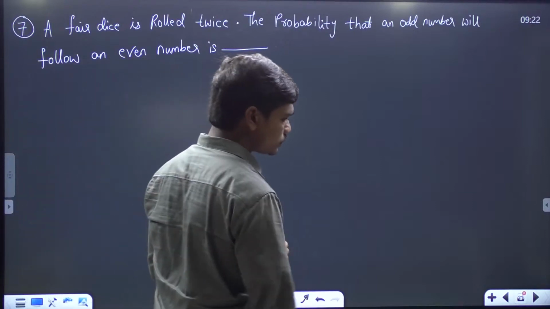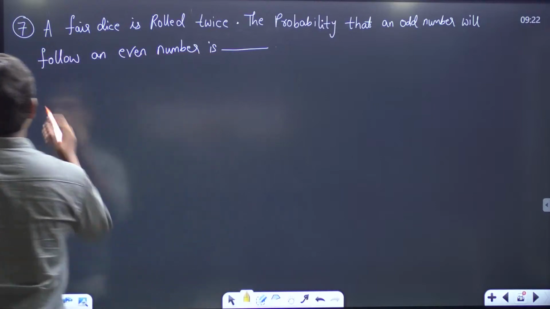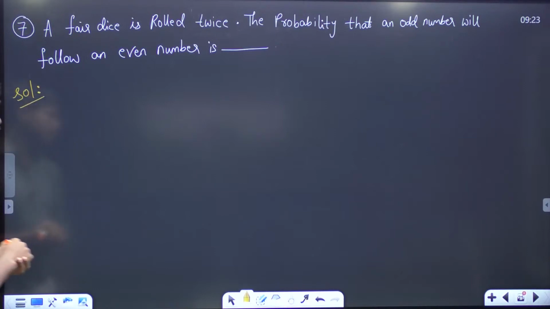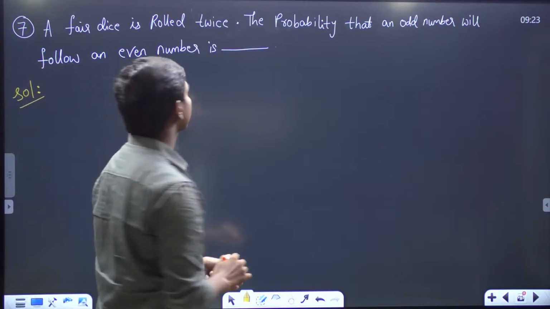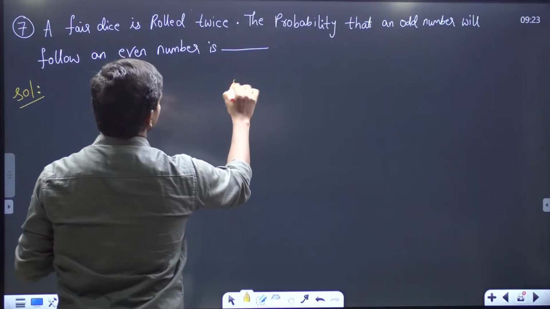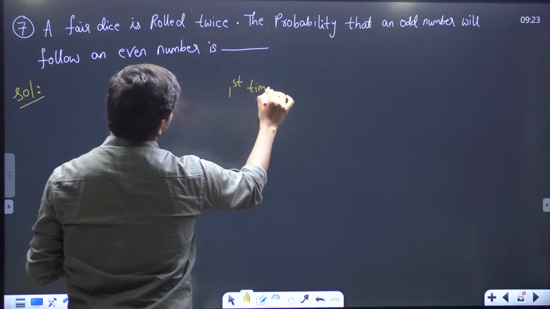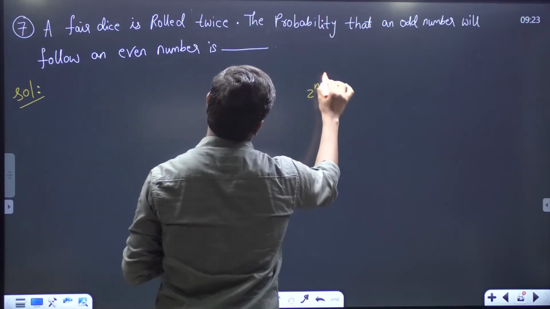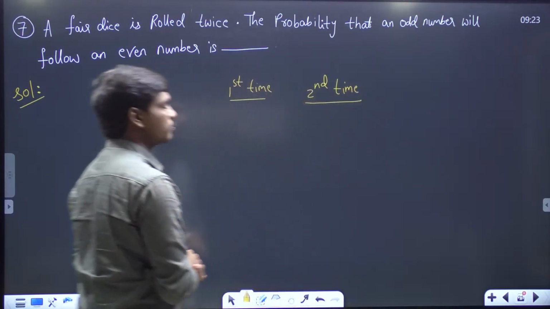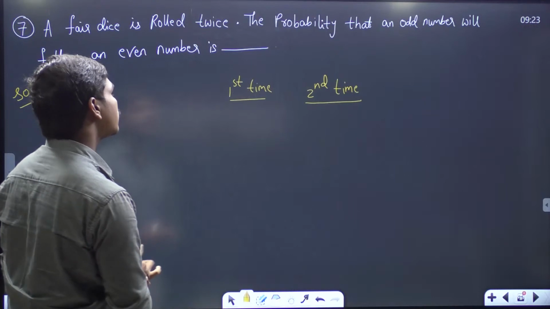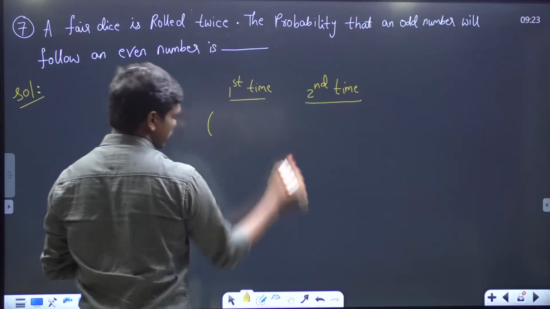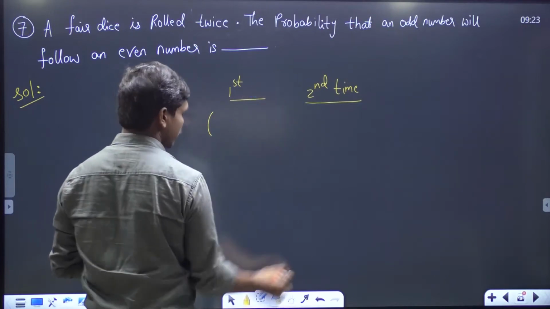One by 4 is the answer. Okay, let me check. See, a fair die is rolled 2 times. So let us suppose first time and second time. Now, the probability that an odd number will follow an even number means first an even and second an odd.